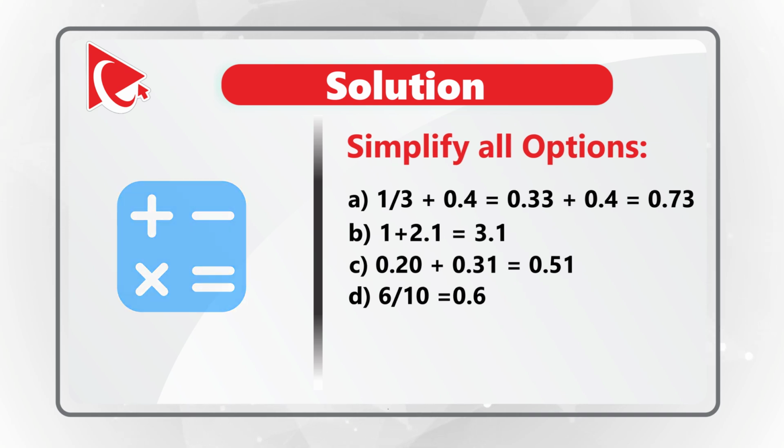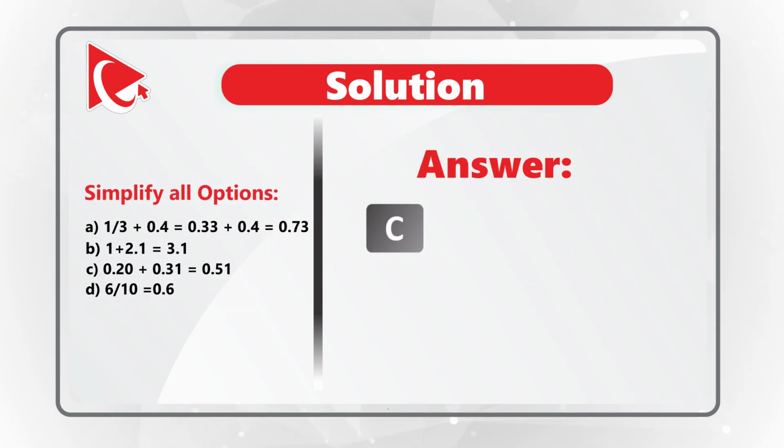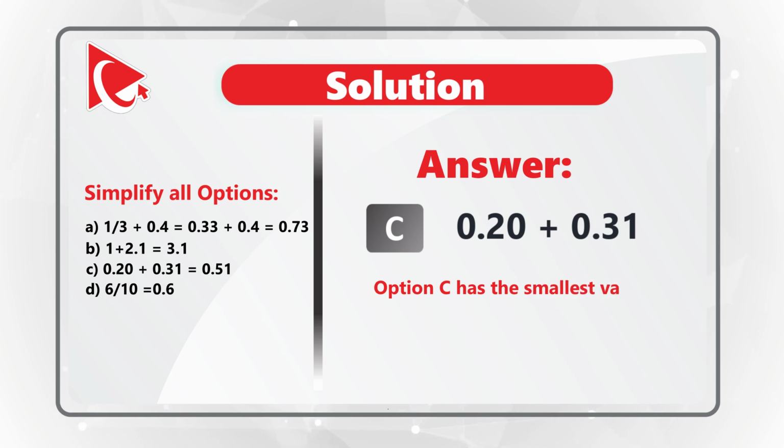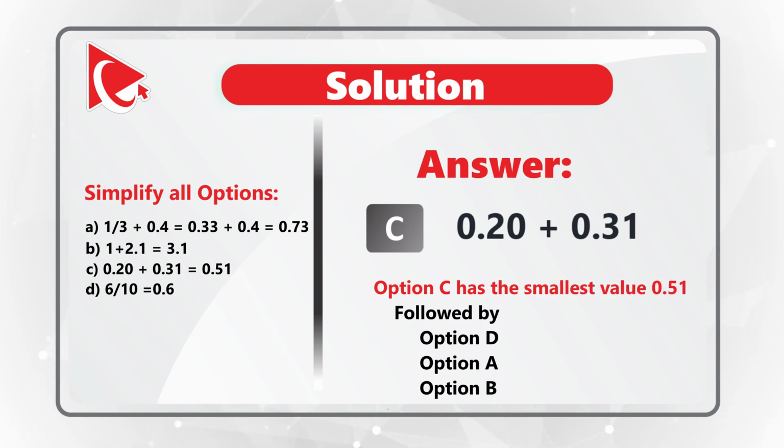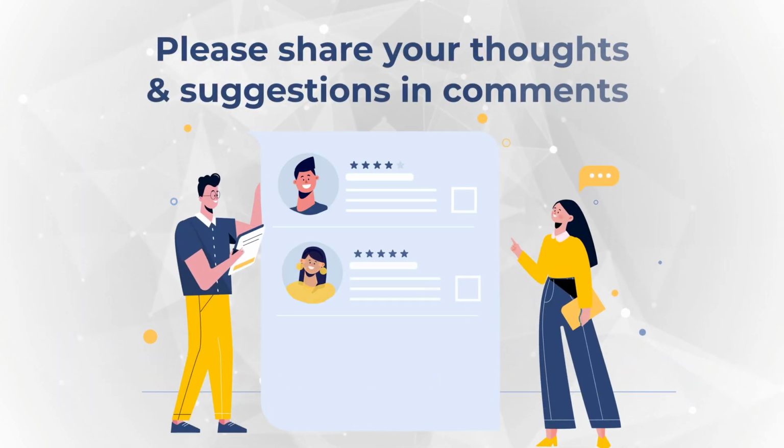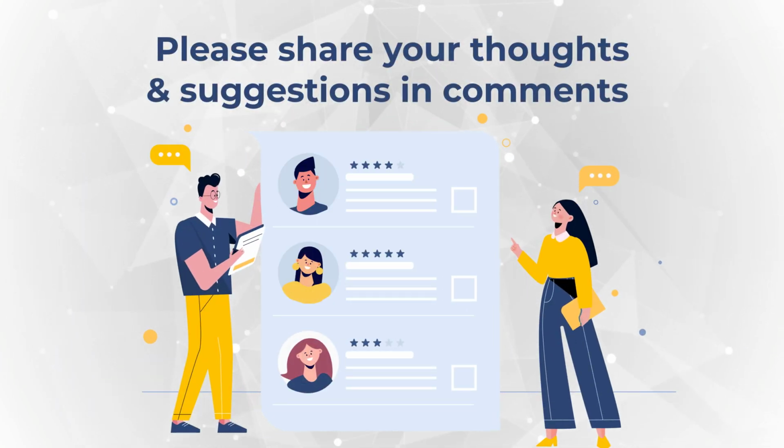Which means, if you look at the answers, option C has the smallest value of 0.51, followed by options D, A, and B. Was it challenging for you? Please share your thoughts and suggestions on how to better solve it in comments.